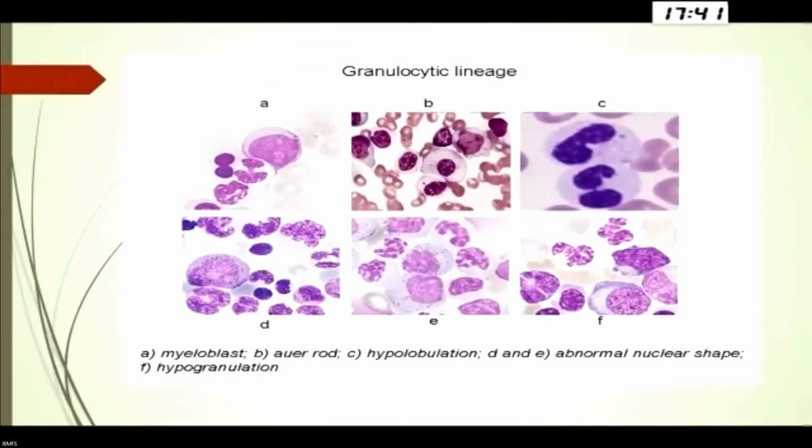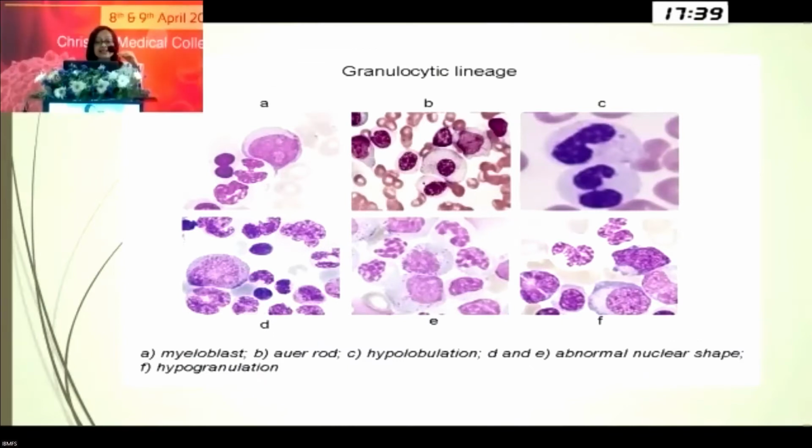So coming to the dysplastic changes affecting the granulocytic lineage, in MDS there could be an increase in the blasts in the bone marrow ranging from 5 to 19%. Even a single blast with an Auer rod, as we see here, would put the patient under the diagnosis of MDS with excess blasts 2. There would be hypogranularity and hypolobation of the myeloids, as we see here in B and C. Abnormal chromatin clumping, as we see here, abnormal lobulations, and hypogranular myeloids.